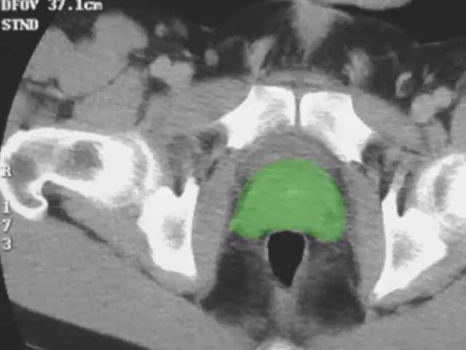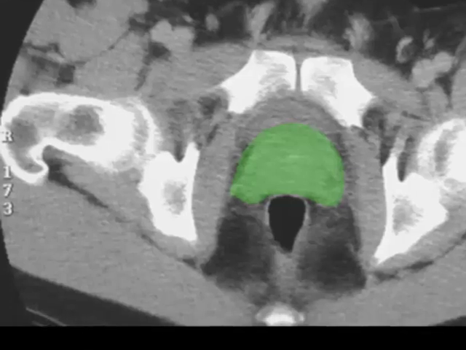Next, we have the bulbourethral glands. These are 2 small glands that may also be called Cowper's glands. They're located posterior and lateral to the urethra, and they too function to secrete part of the seminal fluid.